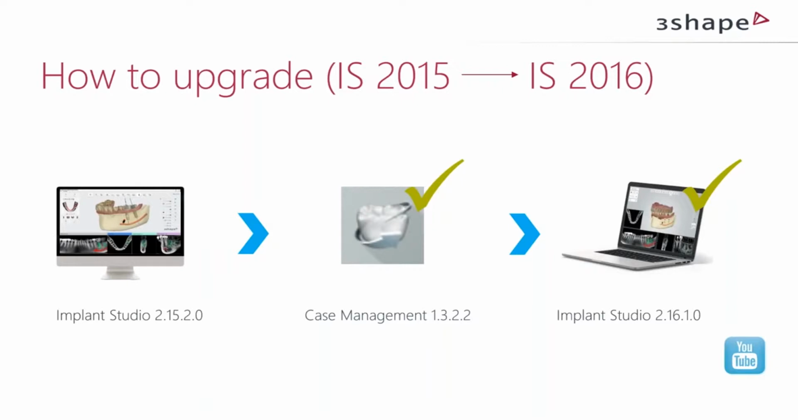So after the upgrade, all implant libraries will remain in the system. That means that all the implant libraries you have downloaded in Implant Studio 2015, they will still remain after upgrade. You will need to configure the manufacturing output folder one more time because this path won't be saved. The existing orders from Implant Studio 2015 will also remain in the software after upgrade.